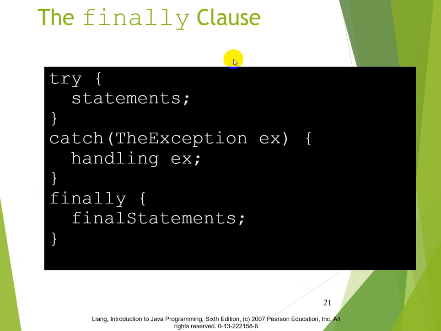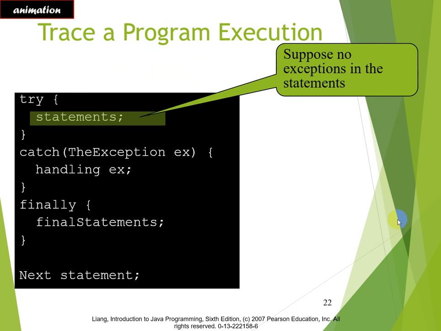Okay, a few words about the finally clause. It is another block that comes after the catch block. The finally block is a kind of block that, regardless of whether the exception is thrown or not, will always be executed. So let's discuss an example of this situation.